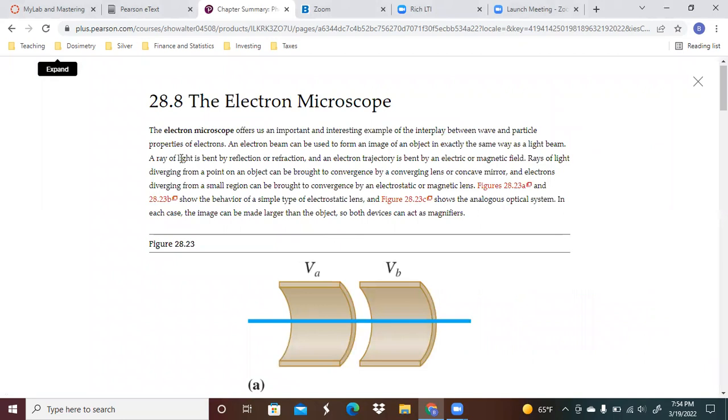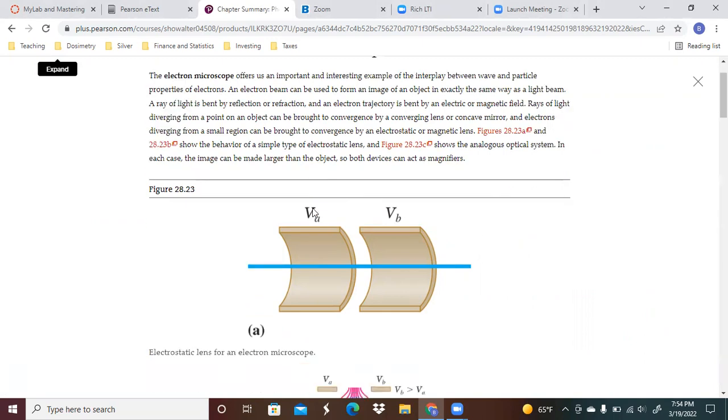This electron microscope is an interesting example of the interplay between wave and particle properties of the electrons. The electron beam can be used to form an image of an object in exactly the same way as a light beam. A ray of light is bent by reflection or refraction. An electron trajectory is bent by an electric or magnetic field.